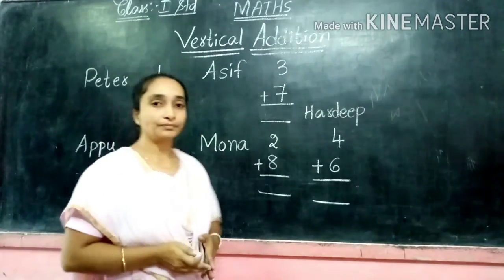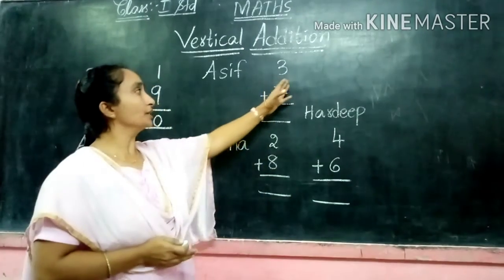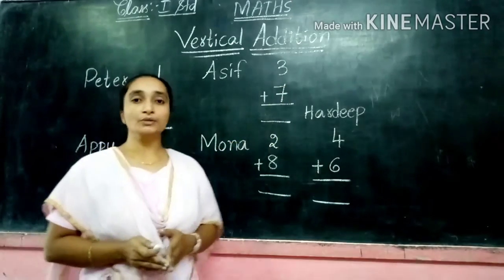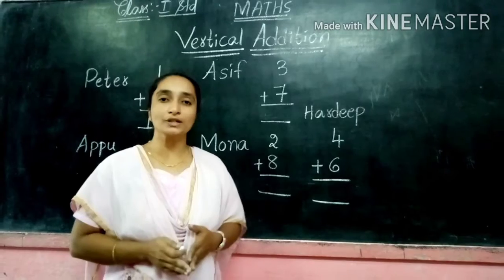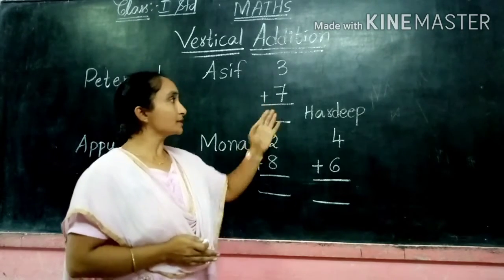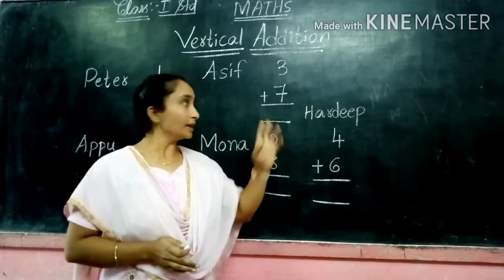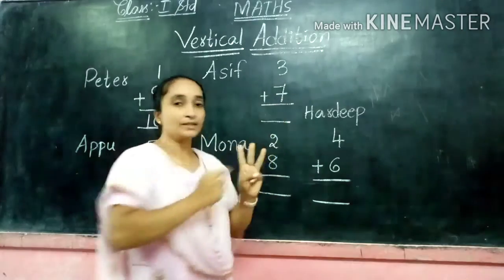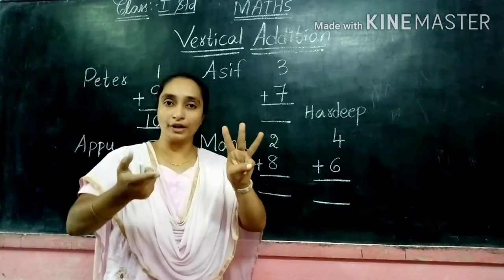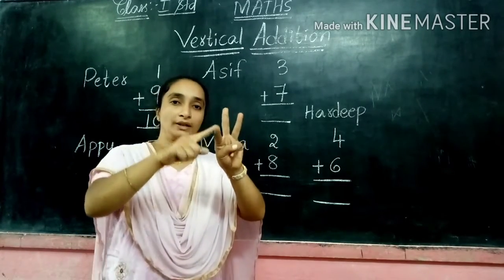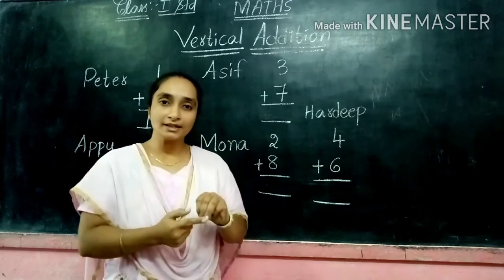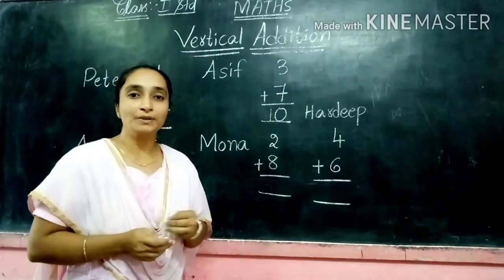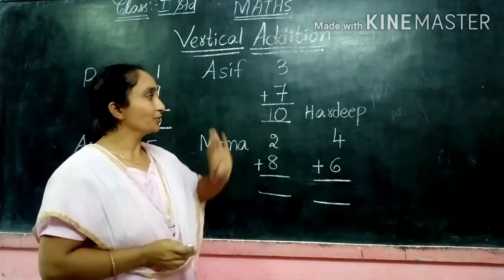Now Asif comes. So here 3 and 7. 3 plus 7. So from these 2 numbers, children, in addition you have to take the small number. So which is the small number, children? 3. 3 and 7, the small number is 3. So let us take the 3 fingers. And the second number here we have is 7. So 7 after we have to count. 7 after 8, 9, 10. So the answer will be 10.